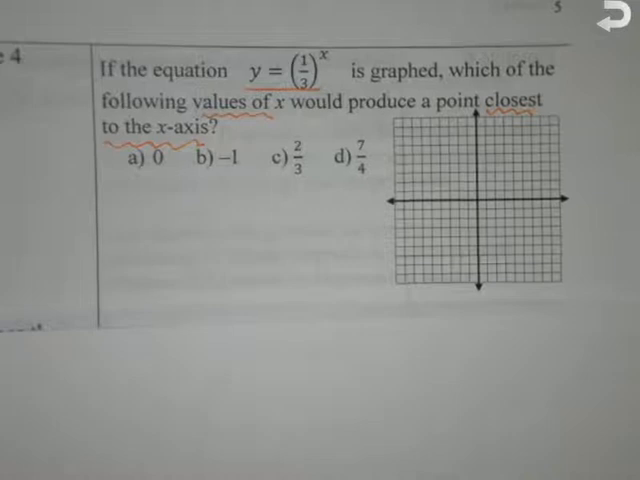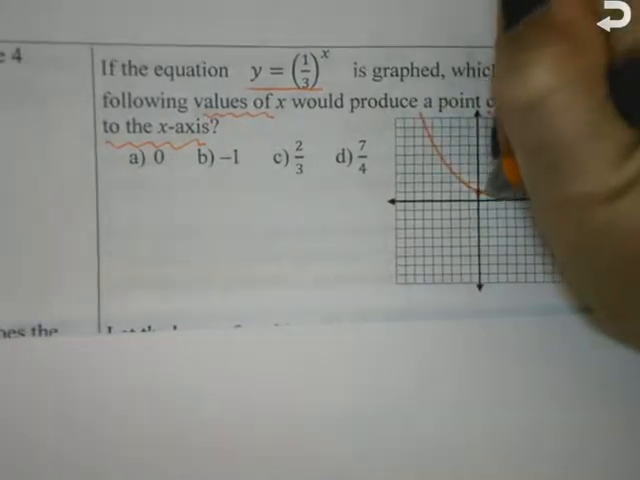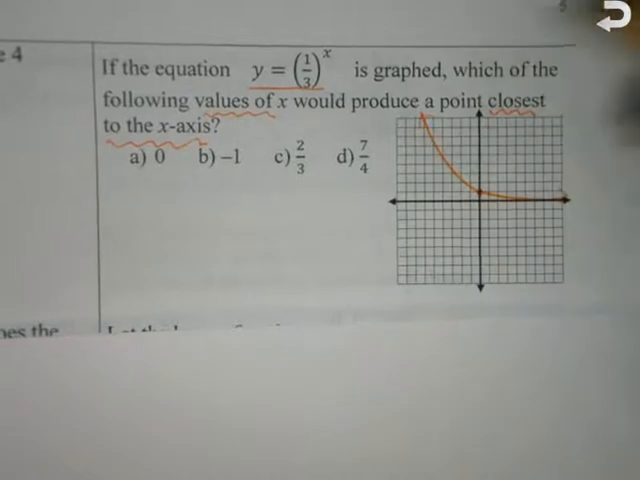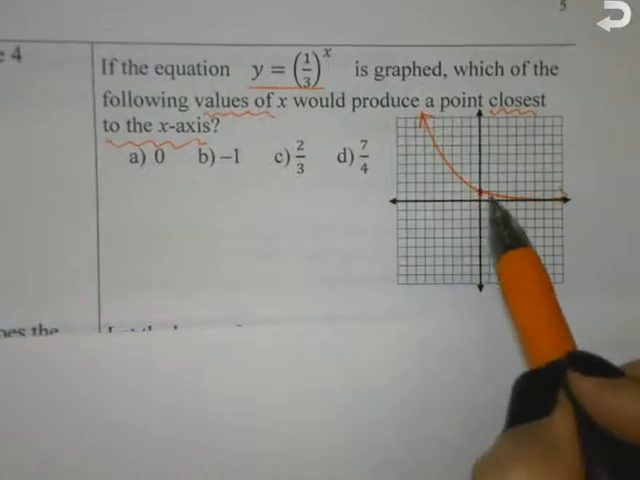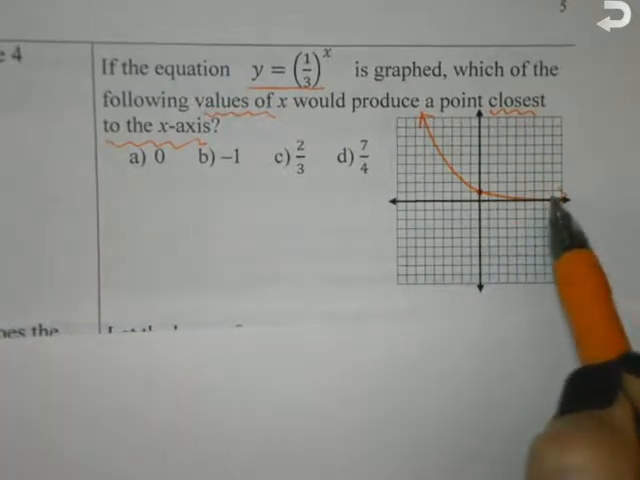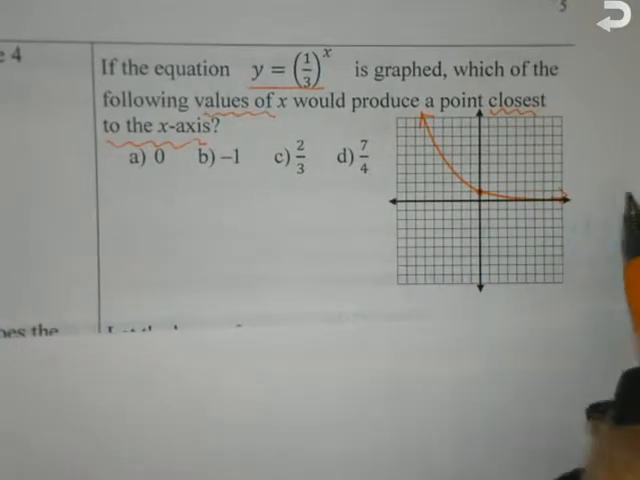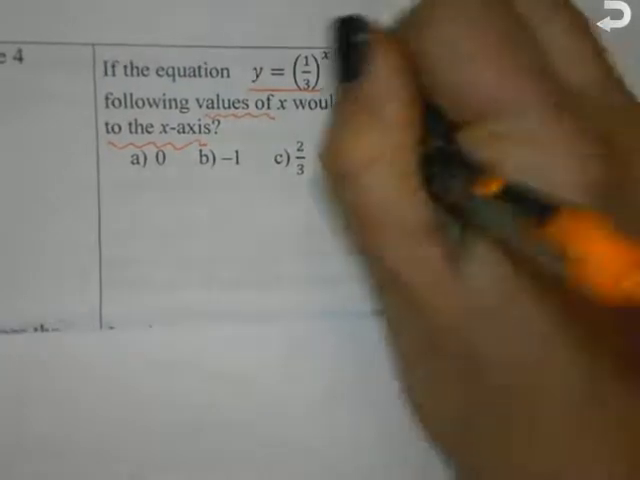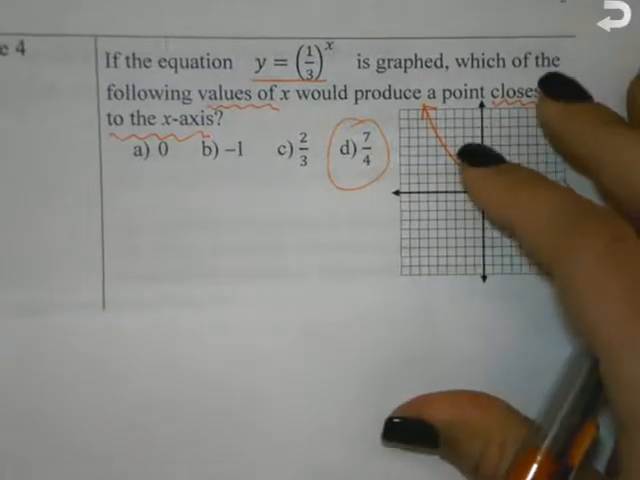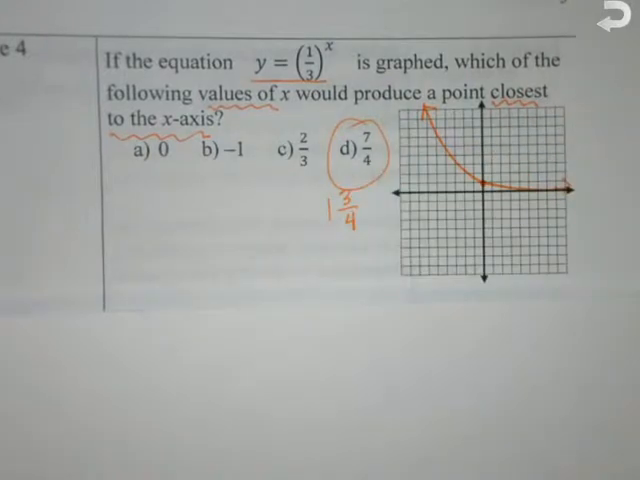Since the base of this one is a 1/3, is this going to be an increasing or a decreasing graph? Decreasing. So it goes through 0, 1. Make it decreasing. Like I said, it doesn't have to be perfect. Okay, and we're looking at where the graph is getting closer to the x-axis. So as I'm going to the right, my graph is getting closer to the x-axis, right? So going to the right, is that where x's are bigger or is that where x's are smaller? They're getting bigger. So of these three answers, which one is the biggest? 7/4. Because you can actually change that to a mixed number, 1 and 3/4, which is definitely bigger than 2/3, right?